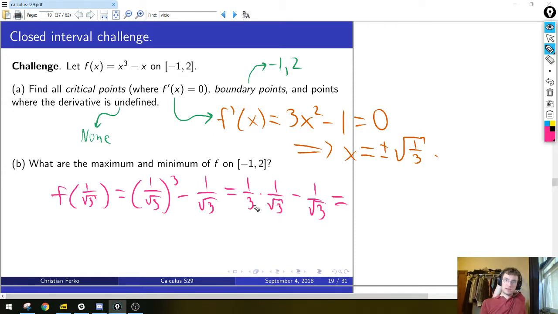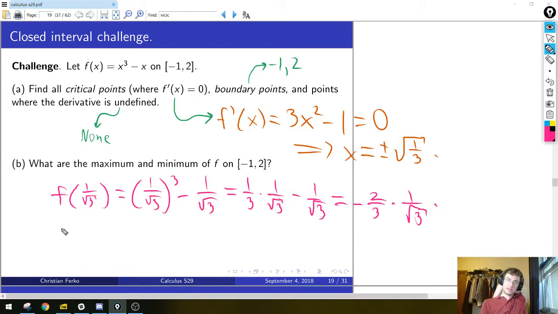Because if you factor out the 1 over root 3, this is 1 over root 3 times 1/3 minus 1, but 1/3 minus 1 is negative 2/3. So this is negative 2/3 times 1 over root 3. Good, so that's one of them.